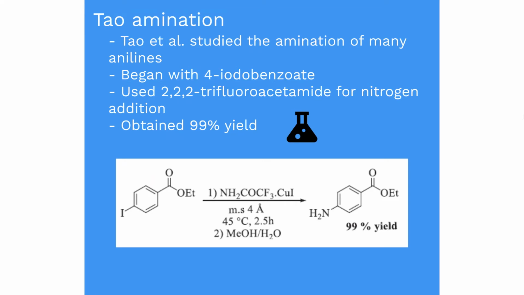This is the amination studied by Tao et al. They began with ethyl 4-iodobenzoate and used trifluoroacetamide for the nitrogen addition. They obtained a 99% yield.